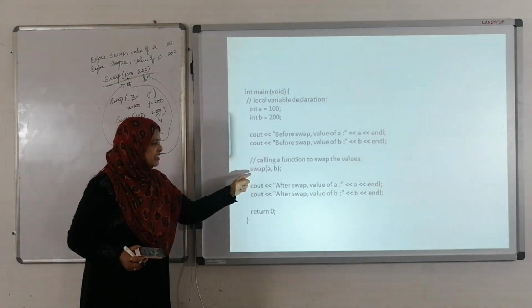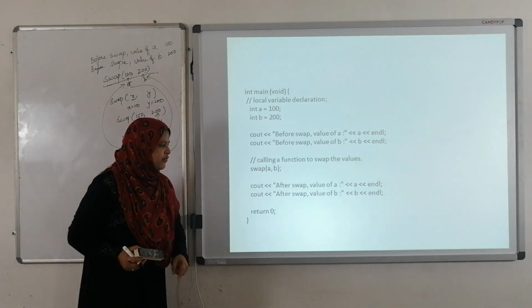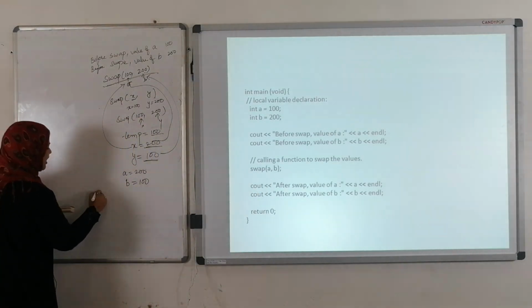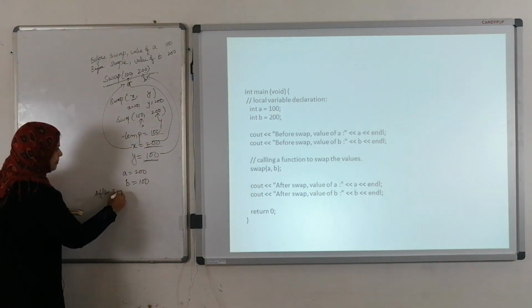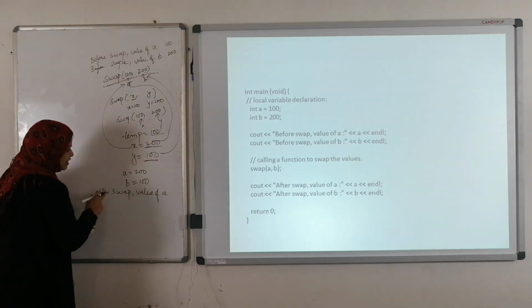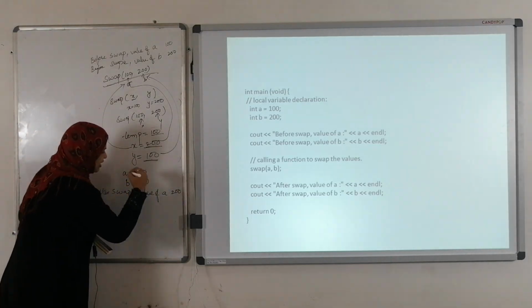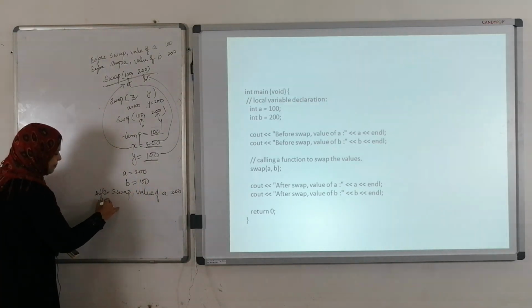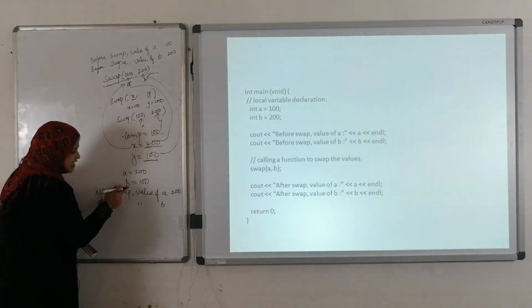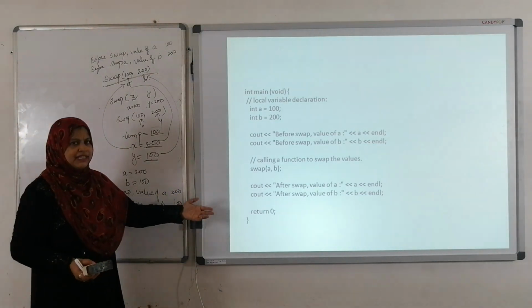Then the call swap(a, b) is executed. Then see the output after swap. After swapping, what is the value of a? The value of a is 200. After swap, what is the value of b here? 100. Return 0.